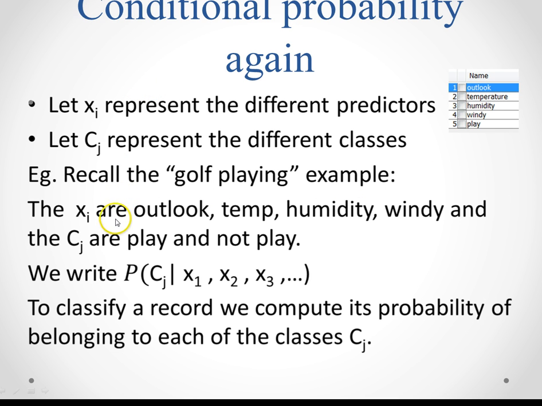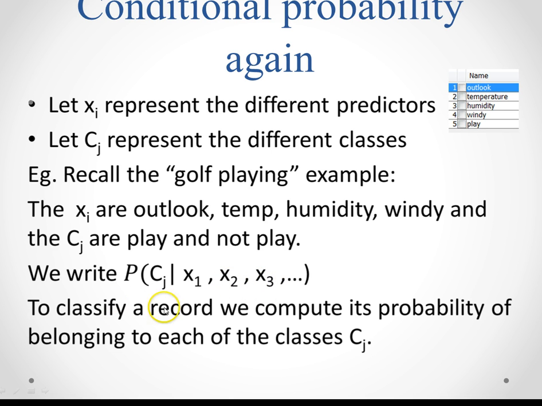Okay, recall the golf playing example. The Xi are outlook, temperature, humidity, windy, and the Cj are play and not play. We can write something like this. The probability of class value j occurring given certain values of the predictor variables. So this might be, for example, the probability of not play given that it's windy, high humidity, high temperature, or something like that. Okay, understand the notation? Okay, again, there is a little bit of inconsistency in this notation, but anyway, we'll have to live with that.